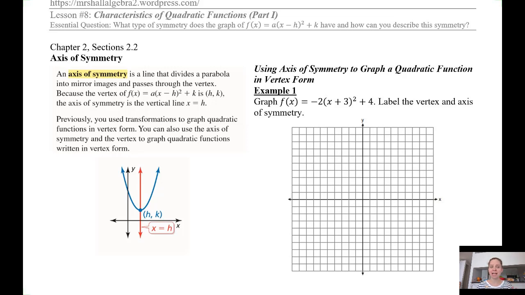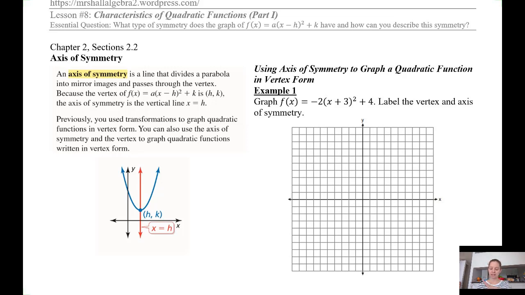So, axis of symmetry. An axis of symmetry is a line that divides a parabola into mirror images and passes through the vertex. Because the vertex of f(x) = a(x - h)^2 + k, that's vertex form of a parabola, is (h, k), the axis of symmetry is the vertical line x = h. Previously, you used transformations to graph quadratic functions in vertex form. You can also use the axis of symmetry and the vertex to graph quadratic functions written in vertex form. That was a lot.